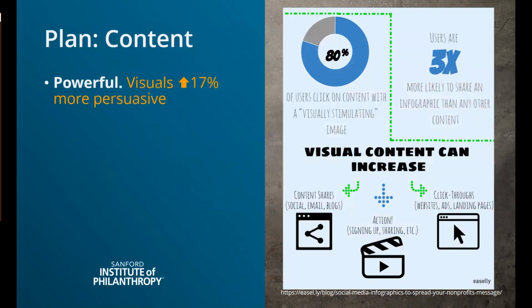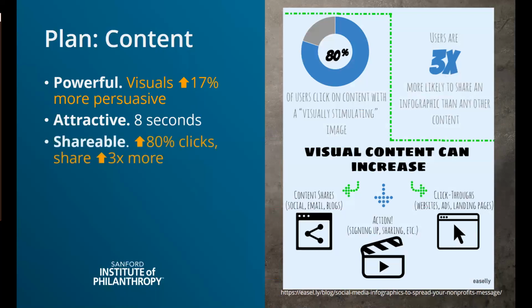So powerful visuals are going to get 17% more clicks. They're more persuasive. You want them to be attractive. You only have like 8 seconds, as Carrie was saying. Like the Dodo, yeah, they have some beautiful pictures, some pictures of kittens and puppies and penguins and things. So with that 8 seconds, you have to capture someone's attention. You want to make sure it's shareable. So you will get 80% more clicks on a visually stimulating image, and it gets shared 3 times more than a non-image post. And you want to make sure it's memorable.